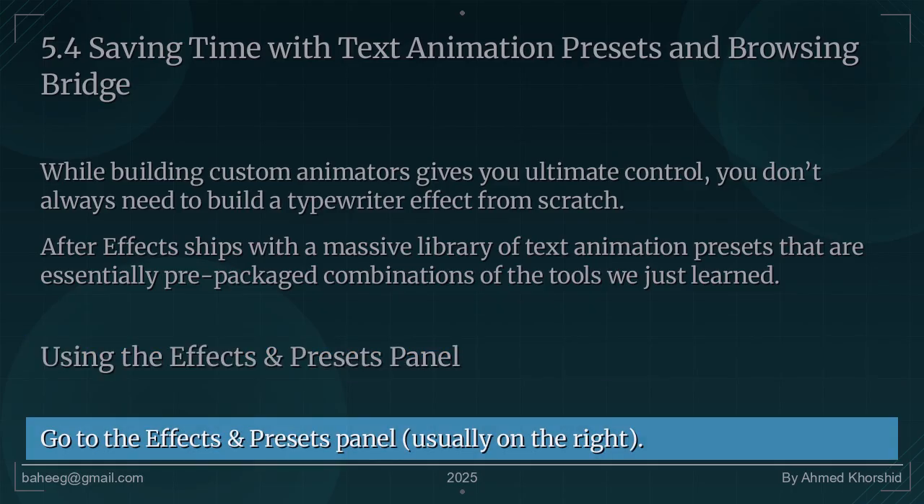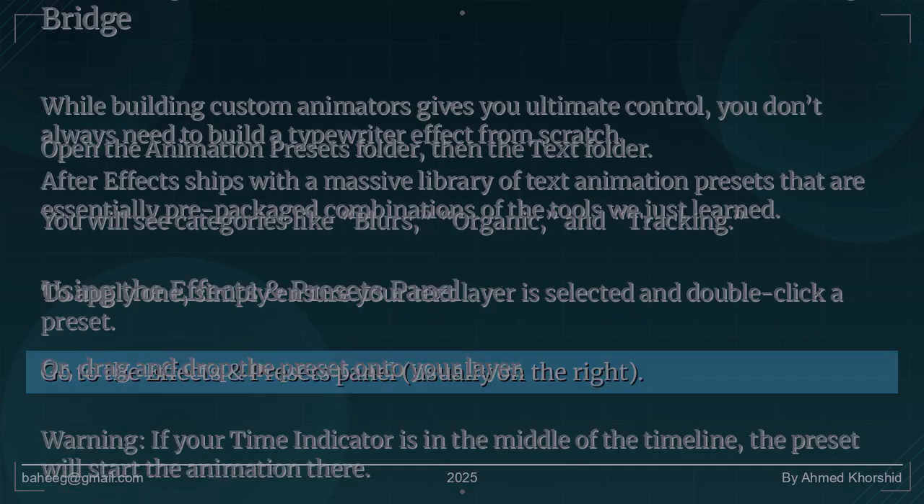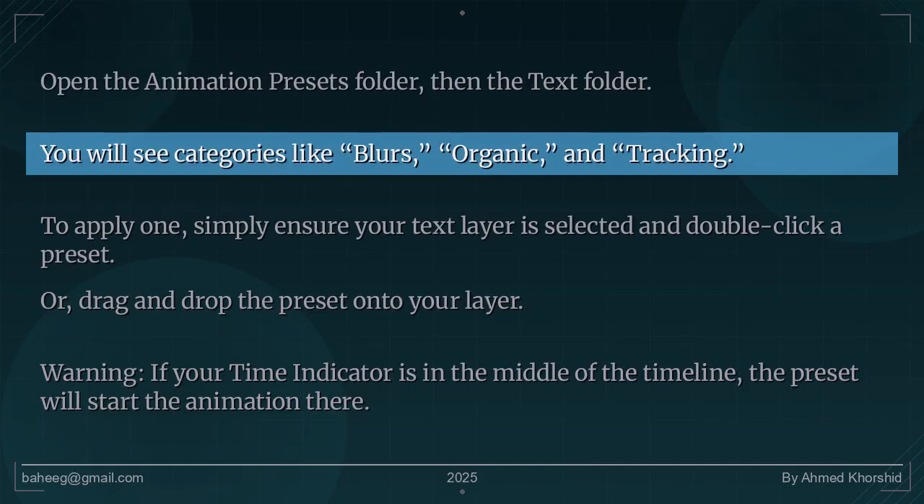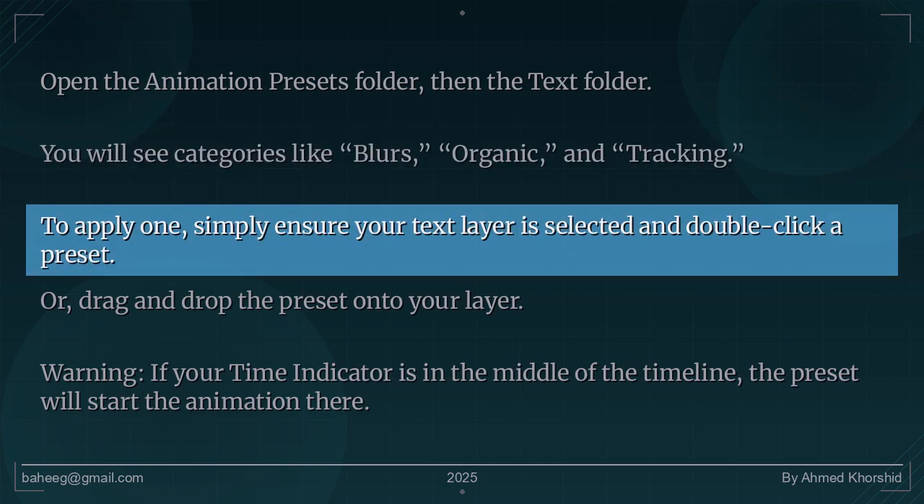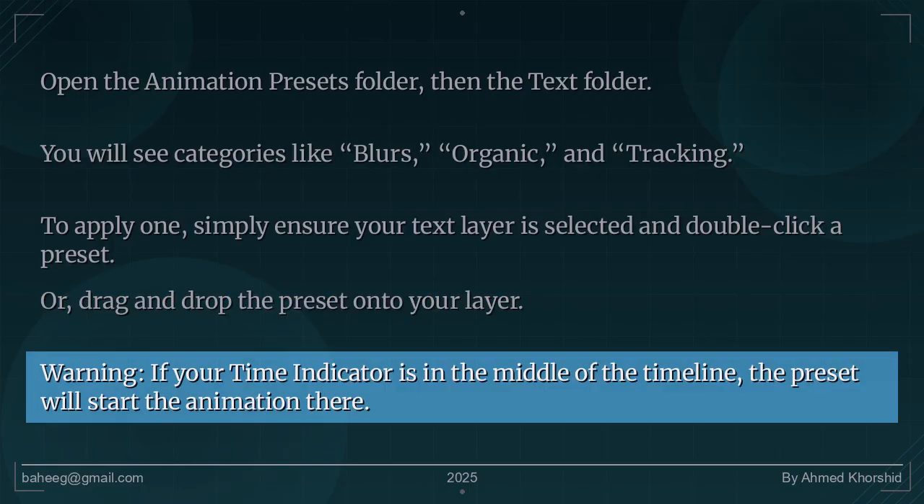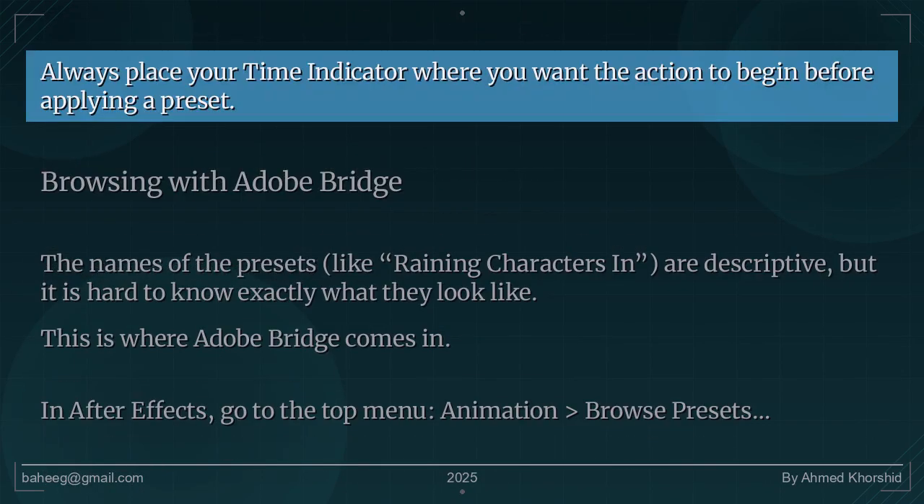Using the Effects and Presets panel. Go to the Effects and Presets panel, usually on the right. Open the Animation Presets folder, then the Text folder. You will see categories like Blurs, Organic, and Tracking. To apply one, simply ensure your text layer is selected and double-click a preset. Or, drag and drop the preset onto your layer. Warning: if your time indicator is in the middle of the timeline, the preset will start the animation there. Always place your time indicator where you want the action to begin before applying a preset.